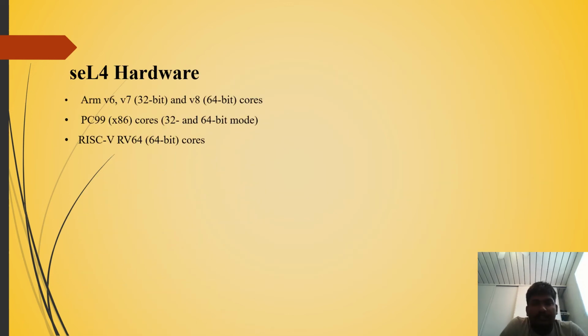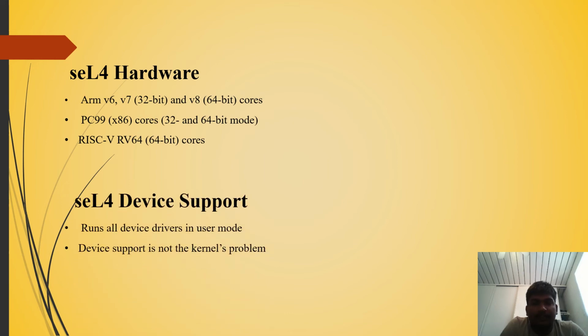In this slide, we will discuss some important features related to SCL4. The present day SCL4 uses hardware like ARM version 6, version 7 for 32-bit and version 8 for 64-bit cores. It has PC99 x86 cores for 32 and 64-bit mode, and RISC-V RV64-bit cores. So this is related to hardware.